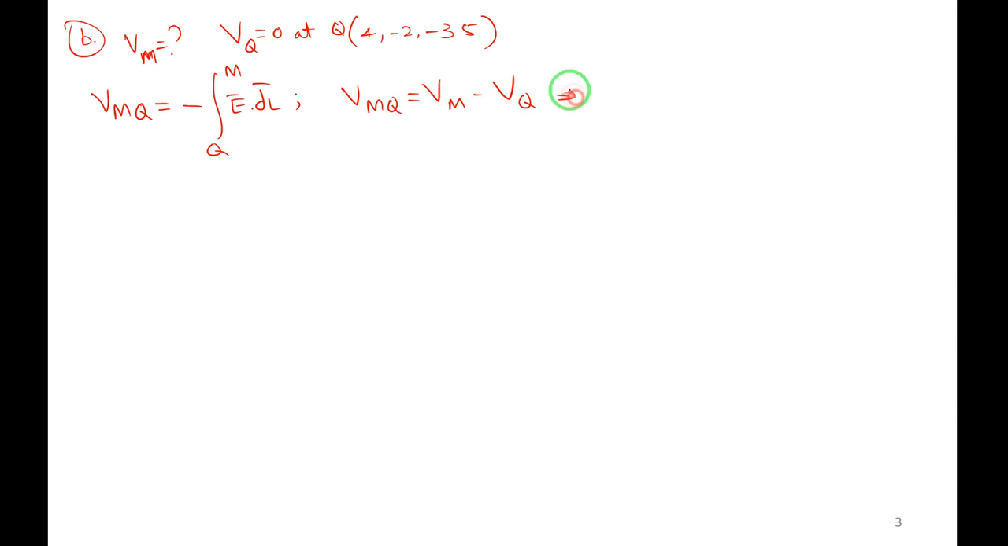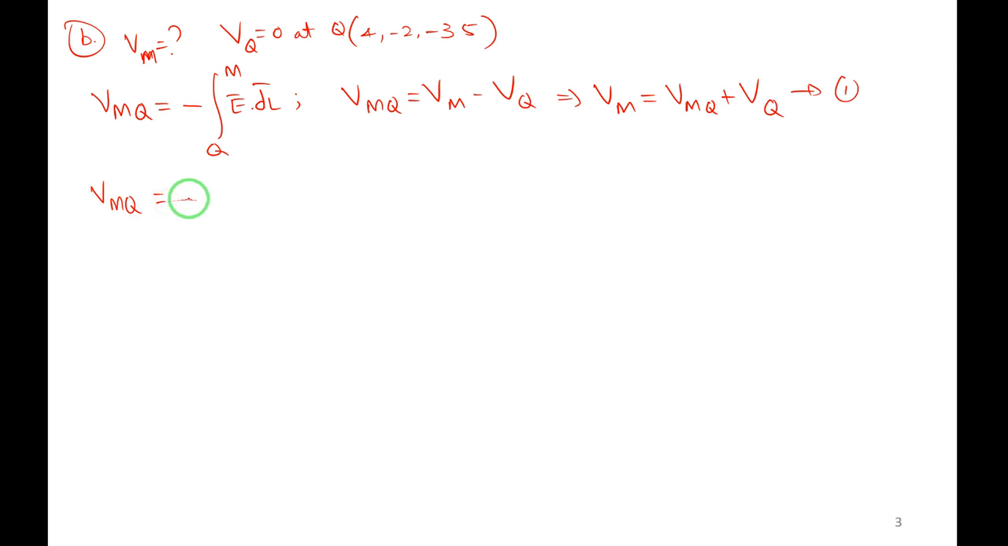Vm is equal to VMQ plus Vq. Call this equation 1. First we'll calculate this VMQ. Since VQ is 0, VMQ is nothing but Vm only. Whatever potential difference I find, VMQ, because VQ is 0, the potential difference between the two points is nothing but the potential at point M only. Okay, we'll proceed with this.